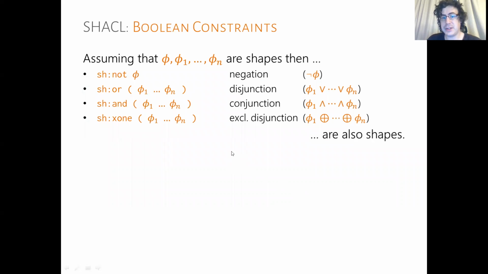So we can also define shapes that are combinations of other shapes using Boolean combinations such as negation, disjunction, conjunction, and exclusive disjunction. What do I mean by exclusive disjunction? If we have n shapes, it has to satisfy precisely one. If we have 5 shapes, for example, it has to satisfy precisely one of those shapes. It can't satisfy 3 shapes, for example. So we can define more complex shapes by these sorts of combinations.